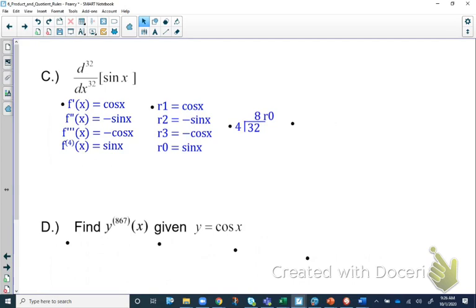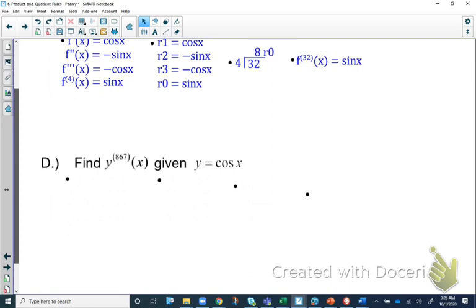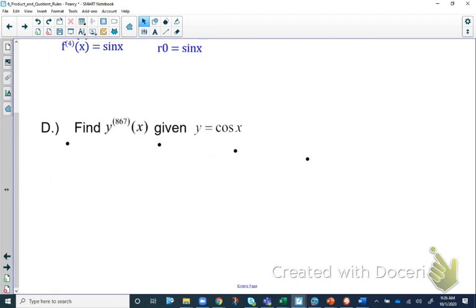In this case, if I divide the exponent of 32 by 4, I get an 8, which has a remainder of 0. So that allows me to conclude that something with a remainder of 0, in this case the 32nd derivative, would be sine of x. And this is only going to be something that we can utilize with the trig functions, because these have repeating patterns that we would be able to take advantage of.